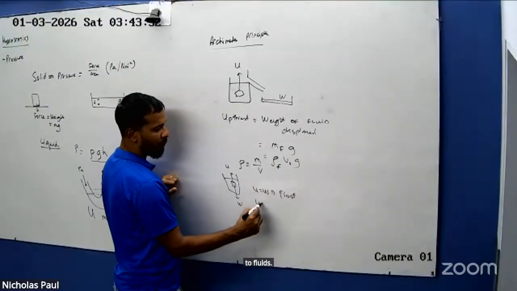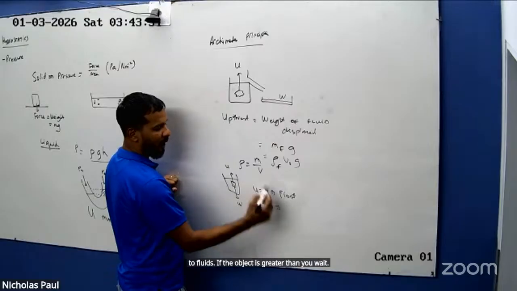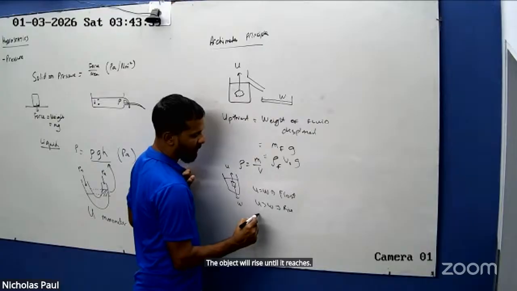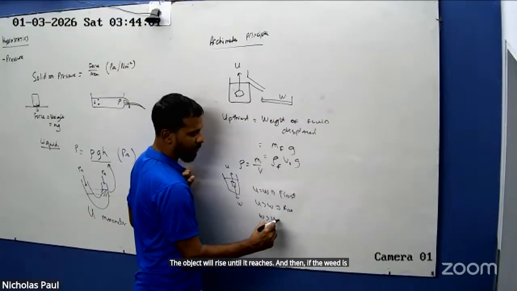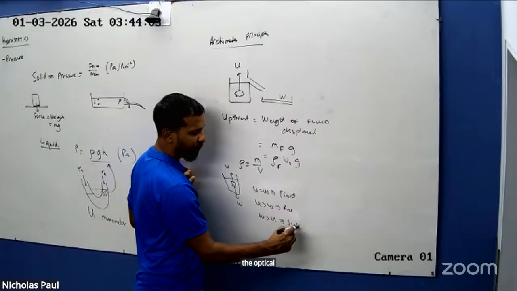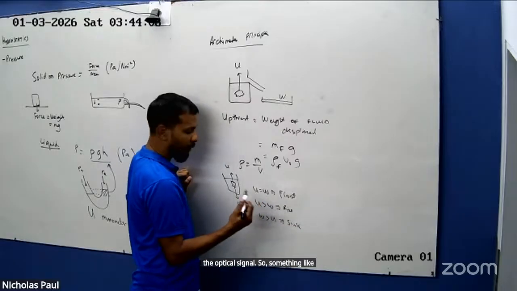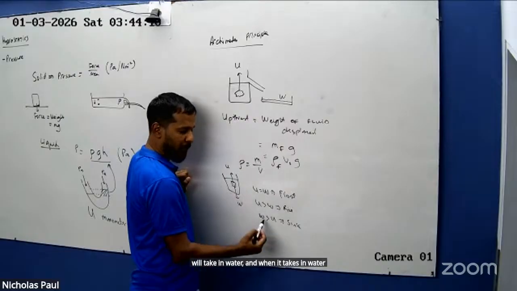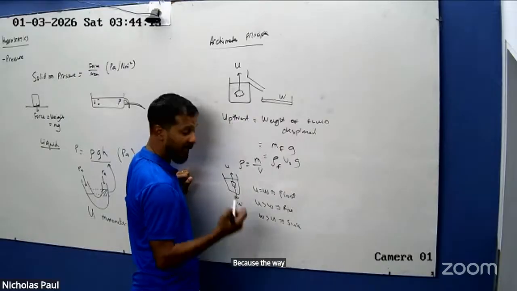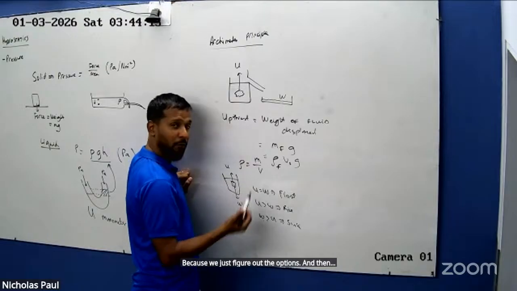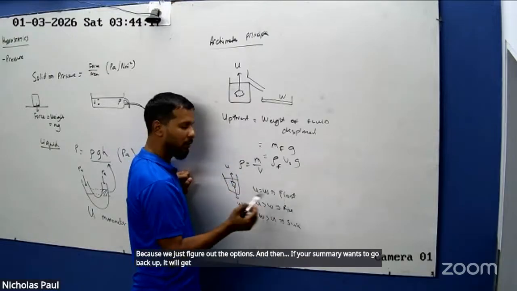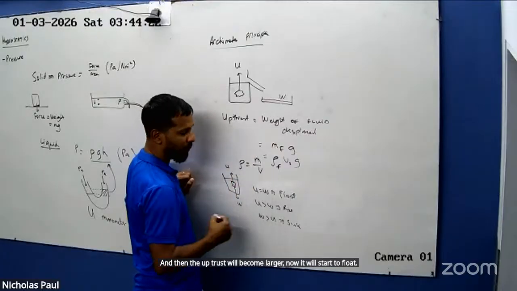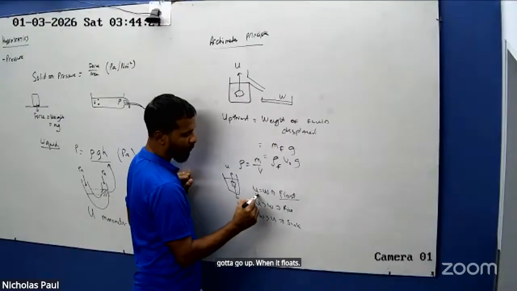If the upthrust is greater than the weight, the object will rise until it reaches the top. And if the weight is greater than the upthrust, the object will sink. So something like a submarine will take in water, and when it takes in water, it will sink because the weight is bigger than the upthrust. And then if the submarine wants to go back up, it will get rid of the water, and then the upthrust will become larger. Now it will start to float, start to go up. When it floats, upthrust is equal to weight.